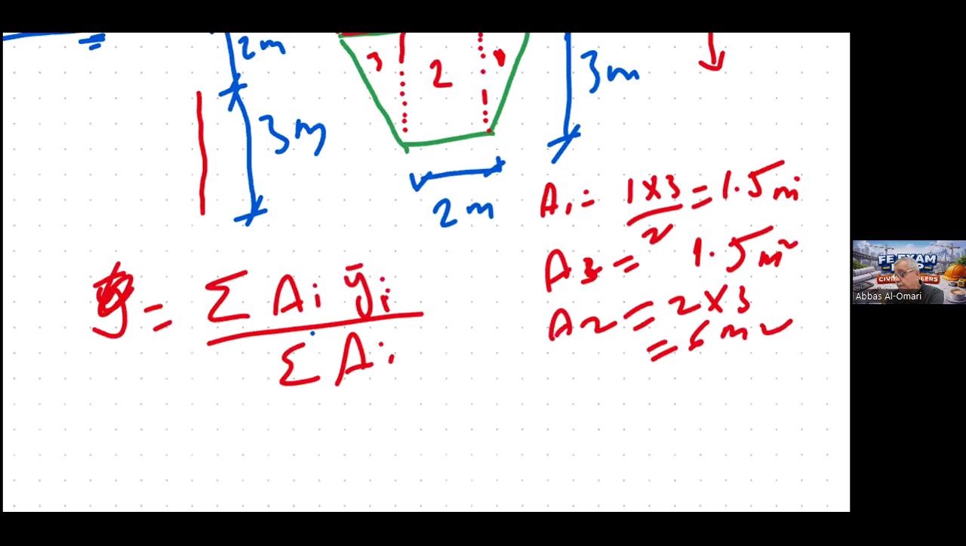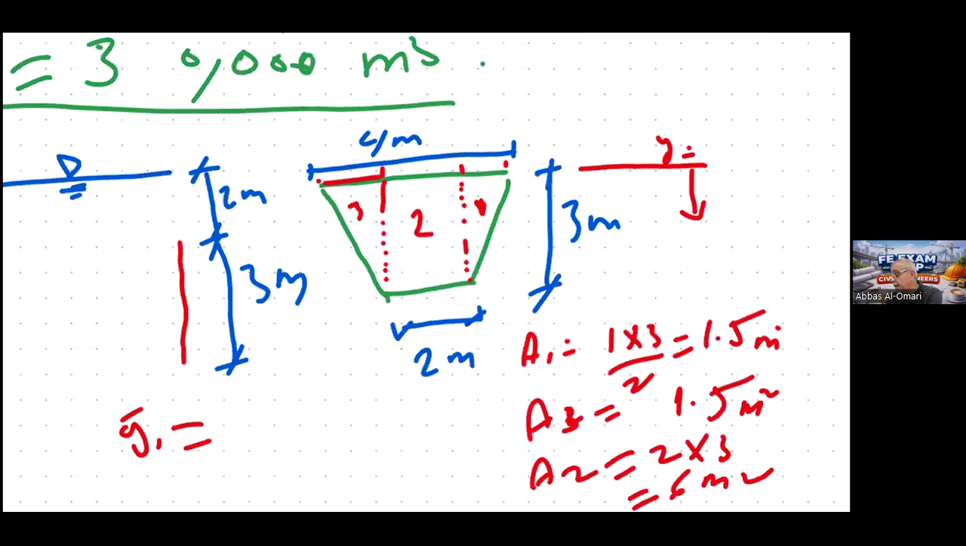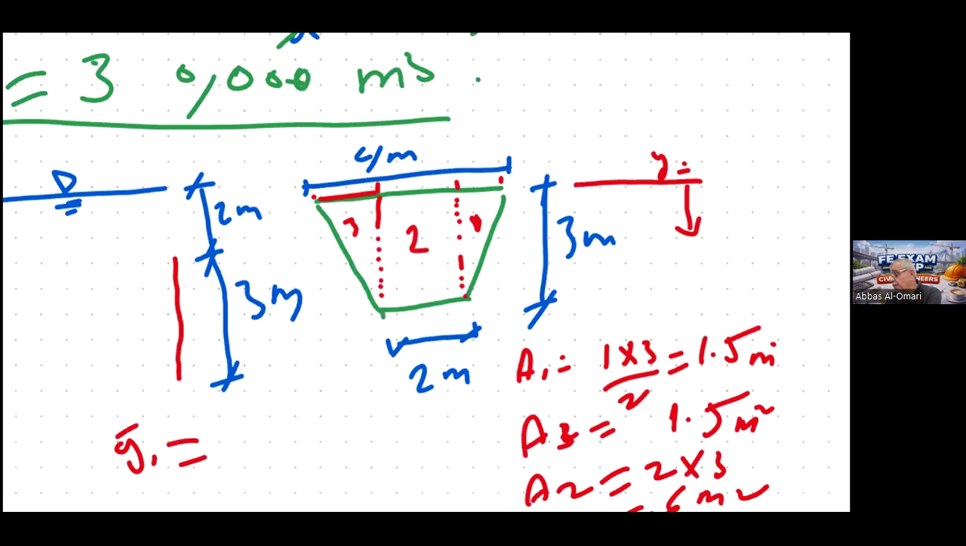So Y bar 1, or Y1 bar, equals... The Y bar is taken from the top of the gate. We know the Y bar for the triangle is 1/3 of the depth here. So the Y bar for the triangle, A1, is 1 out of 3, so it is 1/3. So it is 1, and it equals Y bar 3.